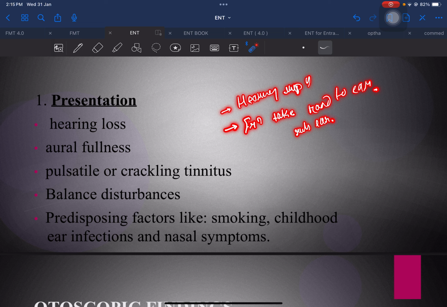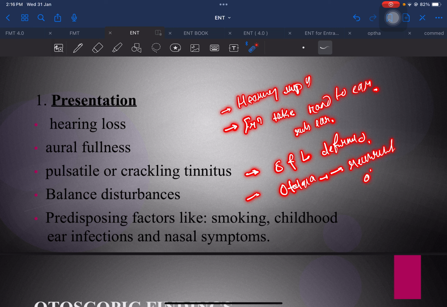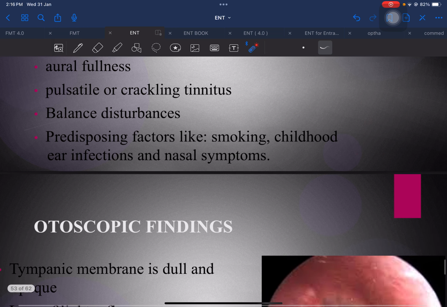Parents need to pay attention to the activities of children also. In the long run, as I've already said, speech and language deformity will be found. And talking about otalgia, ear pain, otalgia is not a symptom of OME, but recurrent otalgia is usually associated with OME. These are how the patient will be presented to you.